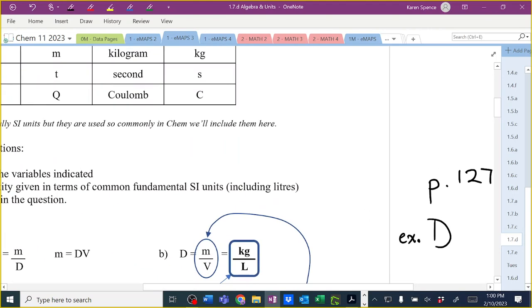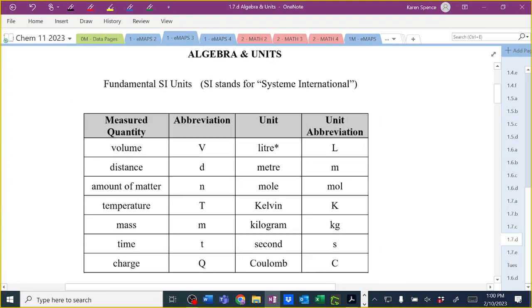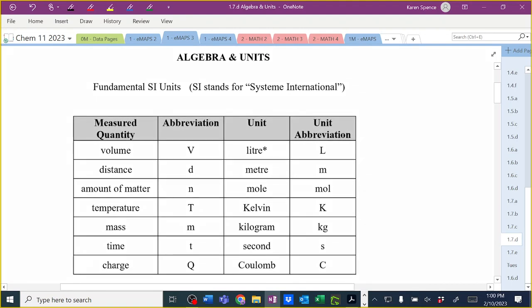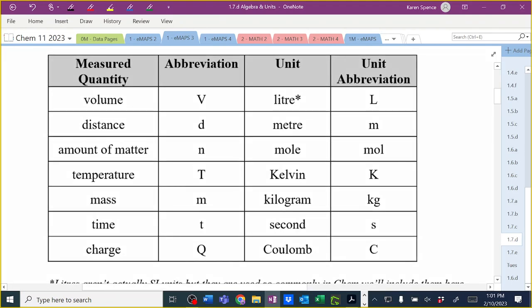All right, so just before we go into an example, for this particular worksheet, you will be allowed to refer to this table, okay? Which is mostly stuff that you have learned already. We've learned liters, meters, moles, and Kelvin, kilograms, and seconds. The only ones that we have not learned are the coulombs. And you do not need to know coulombs for chemistry 11, but they will be used on this worksheet, so I've included them in the table. So far, so good? Okay.